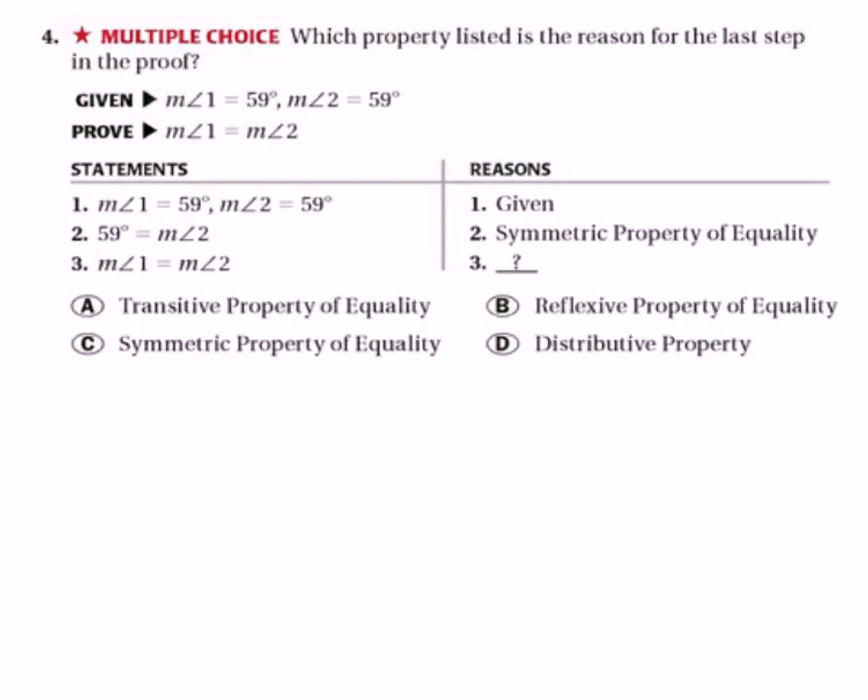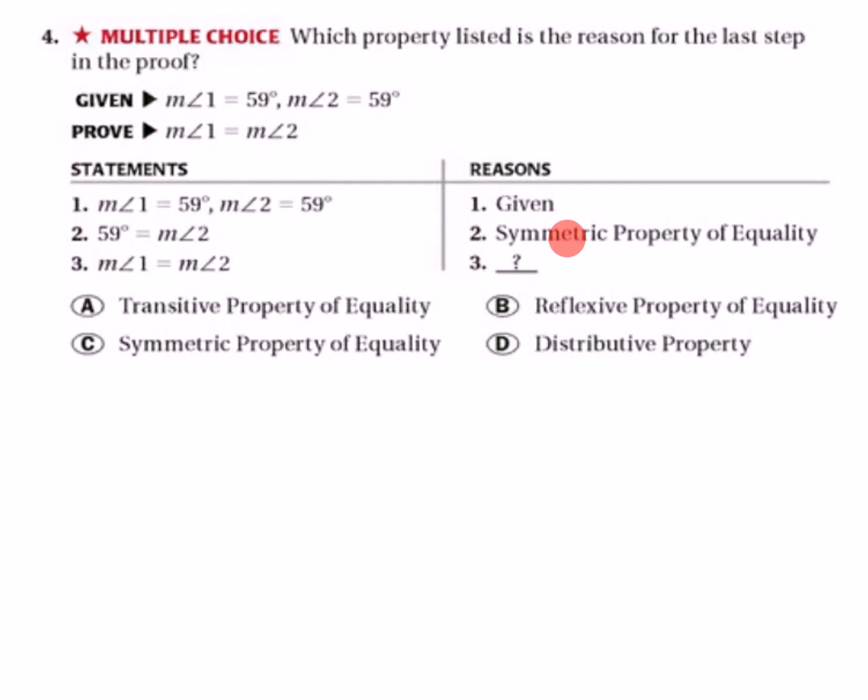Look at number 4. It says, which property listed is the reason for the last step of the proof? Now we look at our proof, notice that we have everything set up except the very last reason. Again, if you notice on the first row, you have the given information. You always start off with the given information. On the next step, we notice that 59 degrees equals the measure of angle 2. And the reason for that is the symmetric property of equality.